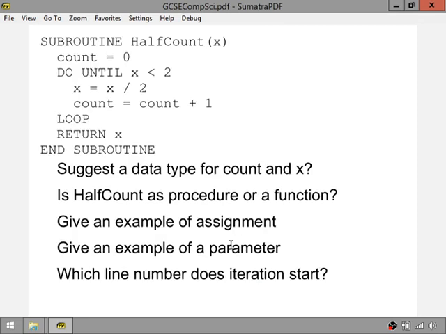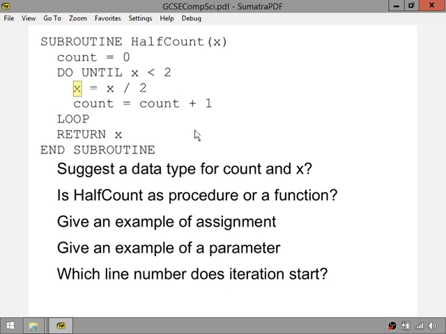Okay, another scenario where they could ask you about reading code is they could give you another piece of pseudocode and just ask you to suggest small things or pick bits out. For example, suggest a data type for count and x. So here is count and here is x being used. Suggest a suitable data type and answer all these questions. Give the video a pause and I'll run through the answers.